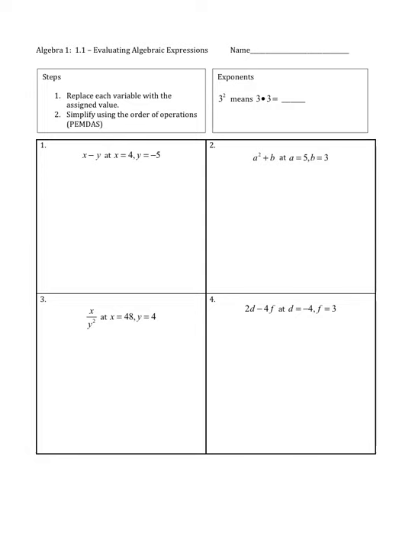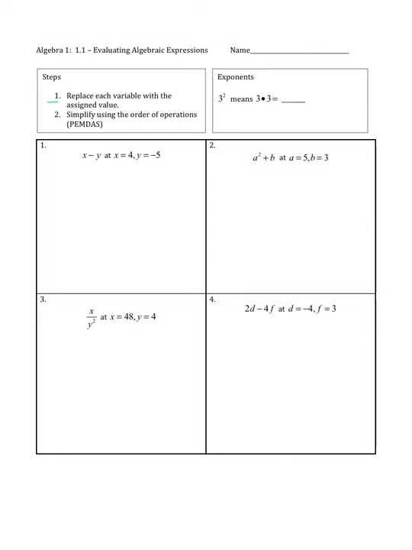This lesson on evaluating algebraic expressions is the first time you're mixing letters and numbers. And we're going to tell you here what to do. First, you do step 1. You replace each variable, that would be x or y or p or q, with the assigned value, and then you use order of operations. So I'm going to replace, and then I'll get to the exponents.